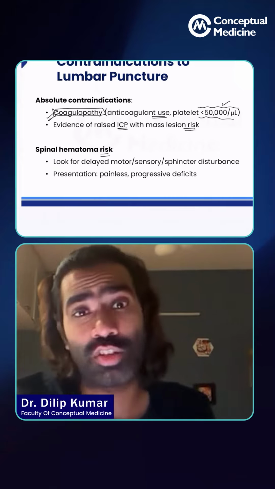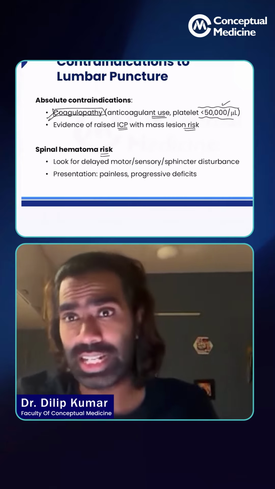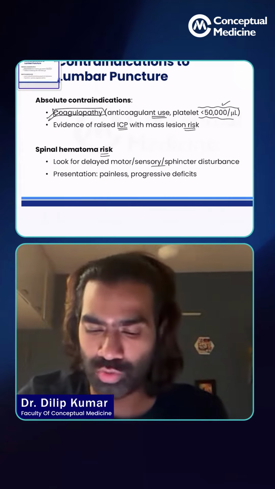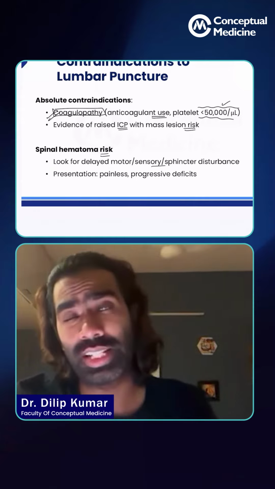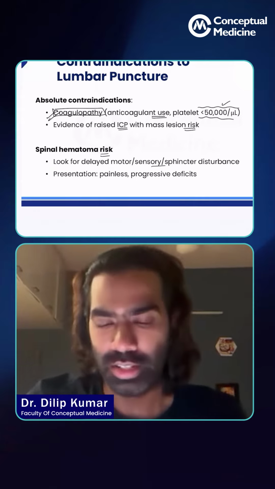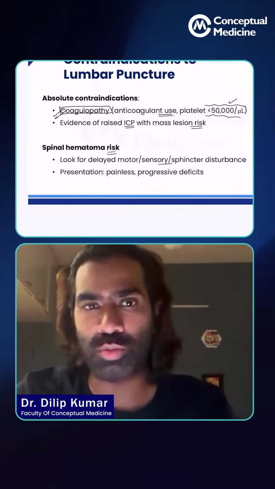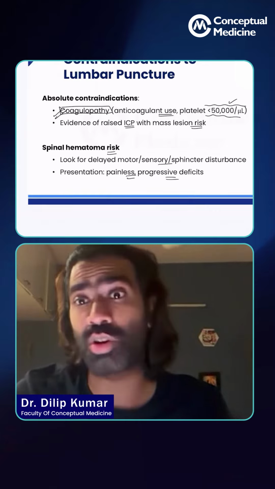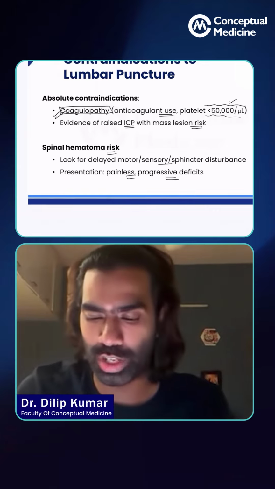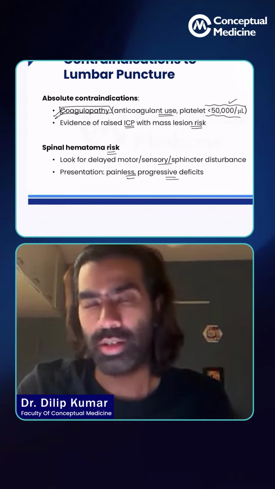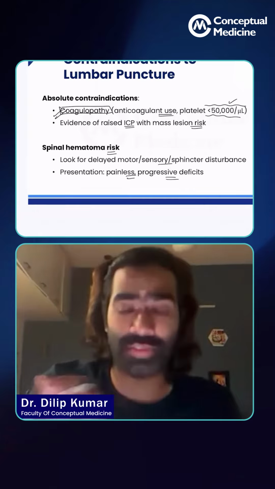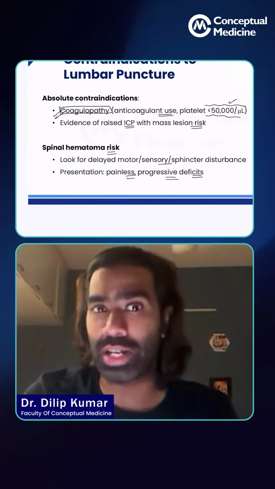Okay, so there is a risk of spinal hematoma in the setting of lumbar puncture. So you have to look for delayed motor, sensory or sphincter disturbance in this case. The presentation of spinal hematoma is going to be in the form of a painless, progressive deficit. So it's going to be painless and progressive deficit. Okay, deficit in the sense we're talking about neurological deficit. That's how spinal hematoma is going to present.